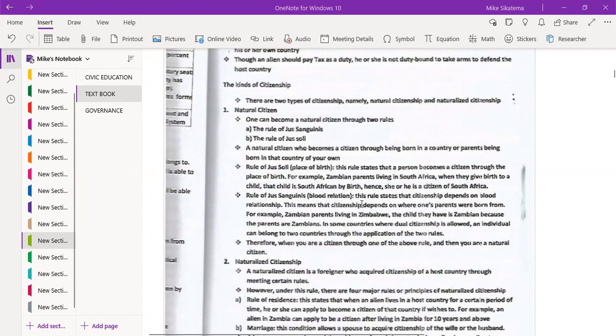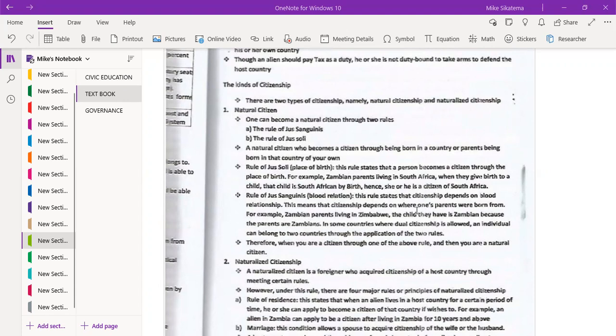So we're talking about natural citizen, then we're going to contrast that to naturalized citizen. And the first one, we did say that natural citizen, the rule of jus soli, think of soil, should be synonymous with place of birth. Meaning if you're born in that country, you automatically become a citizen of that country. Then there's another rule called the rule of jus sanguinis, which is blood relation. So this states that citizenship depends on blood relationships. This means that the citizenship depends on where one's parents were born.